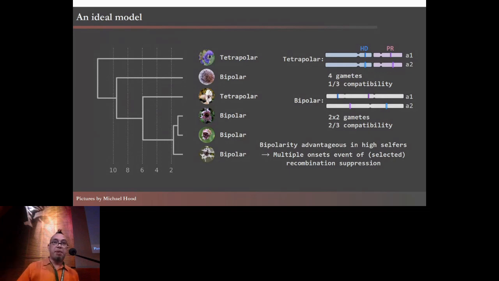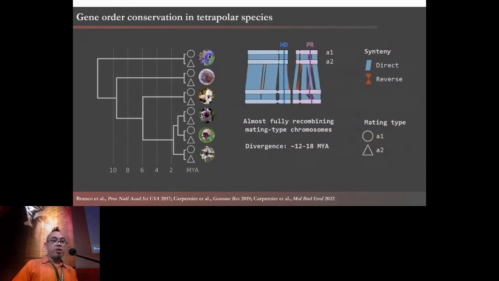After meiotic segregation in the tetrapolar case, you end up with four different types of gametes, while in the bipolar case you end up with only two types, with the advantage that half of the gametes are compatible with you, while in tetrapolar species it is only one out of the three other gametes produced. So bipolarity is advantageous in highly selfing species, and this is exactly what these species are. So we know this independent evolution. I'm going to skip this over.